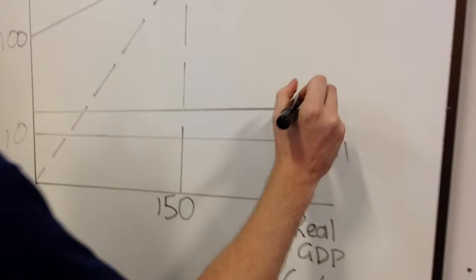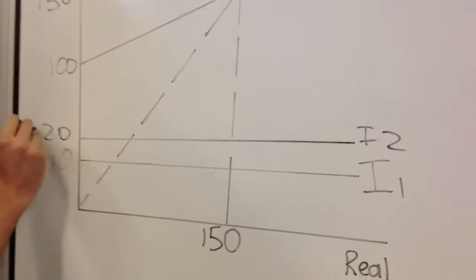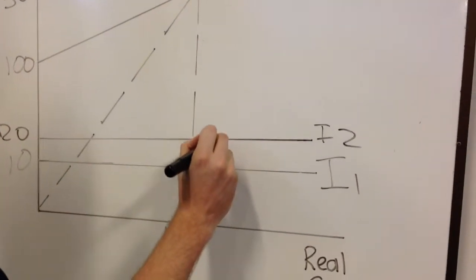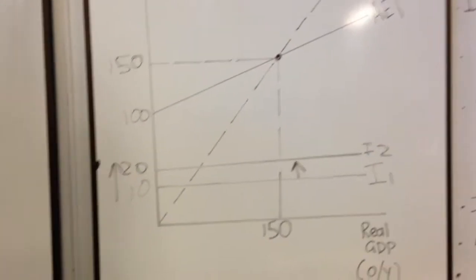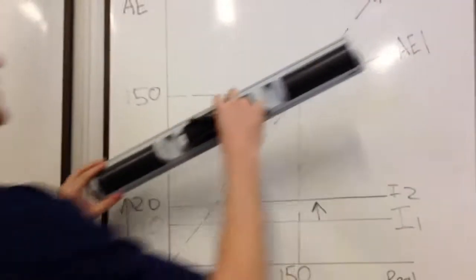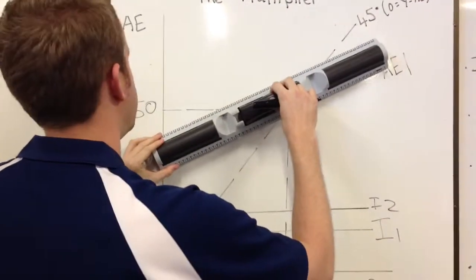So this now represents I2. We'll put 20 here, we'll put an arrow to indicate that investment has increased from 10 to 20. Now we know that investment is a component of aggregate expenditure. So if investment was to rise by 10, from 10 to 20, then the level of aggregate expenditure will also rise by 10.